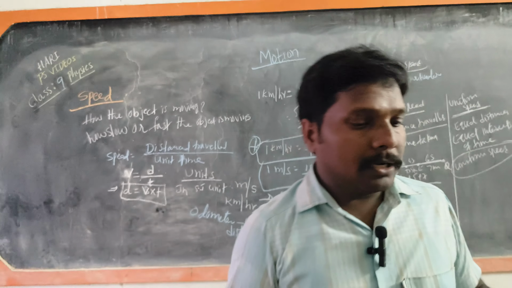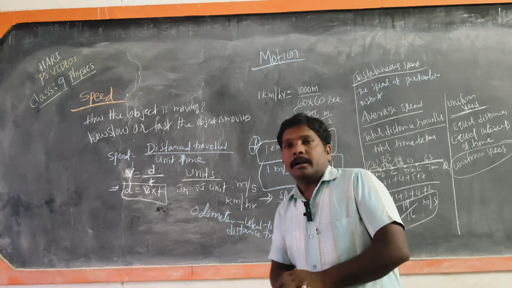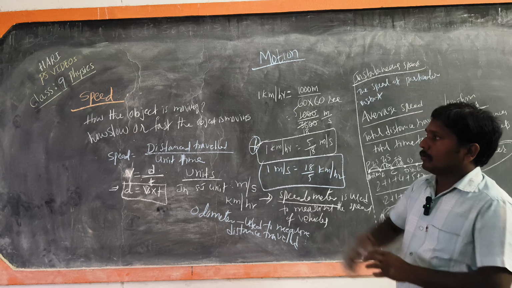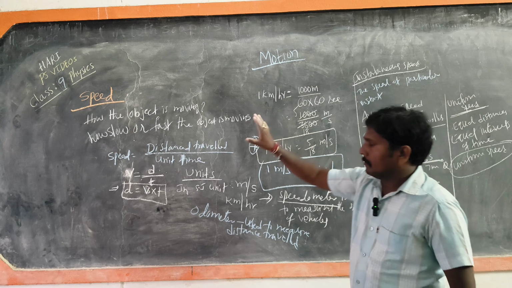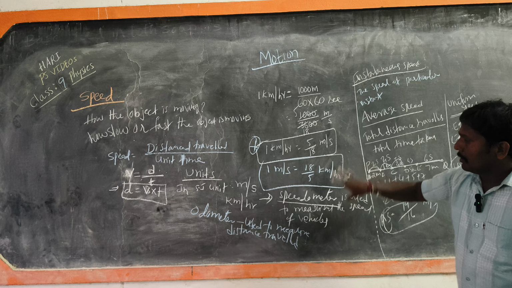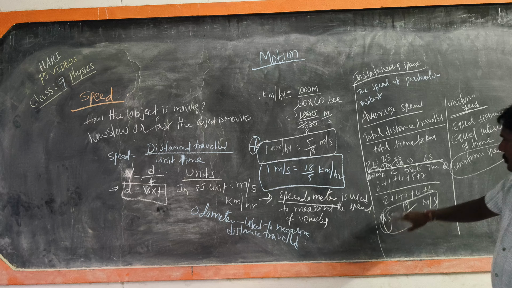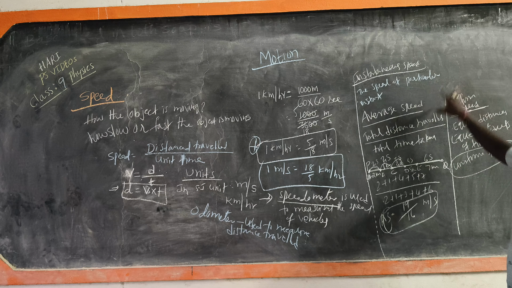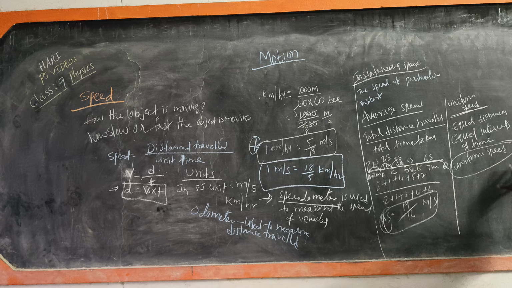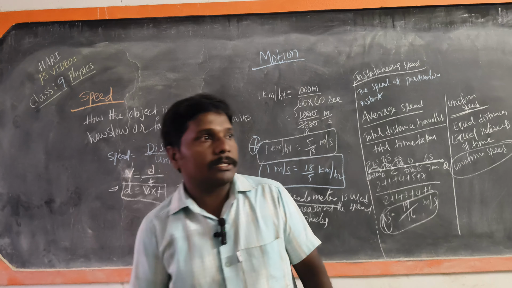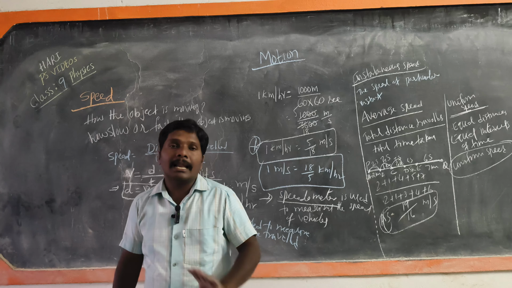So this is about describing motion in terms of speed: speed definition, formula, units, relation between units, then two devices, speedometer and odometer, instantaneous speed, average speed, and uniform speed. Next we will solve some problems. We will discuss some numericals later.